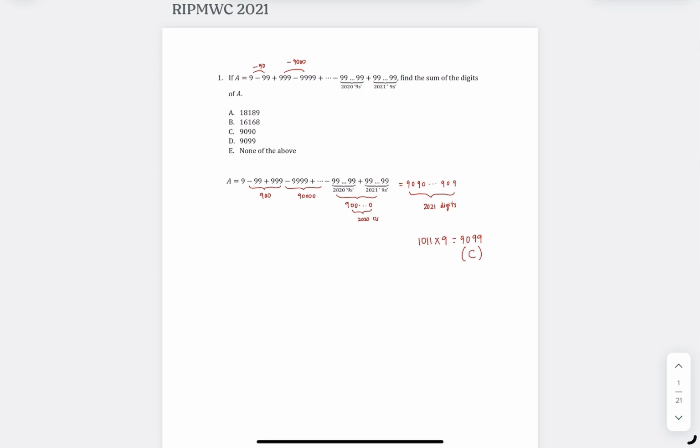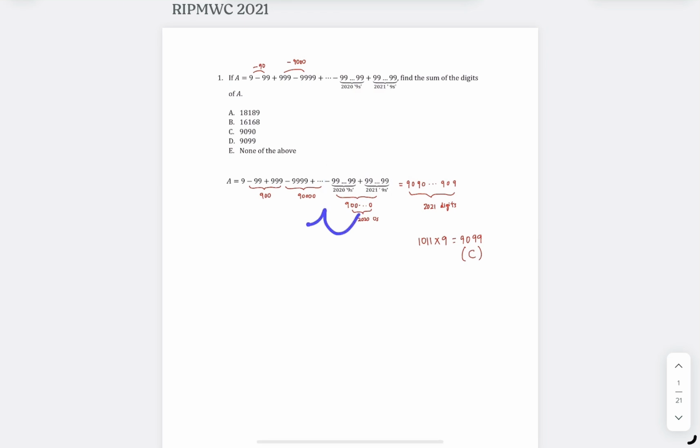The second way is to do it in positive ways. So instead of pairing the first and the second, I'll pair the second and the third, and I'll have 900. I'll pair the fourth and the fifth, I will have 90,000. Same thing all the way until the last one. I have 9 with 2020 zeros at the back.